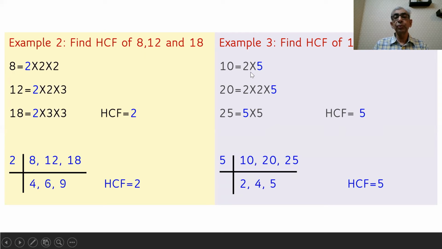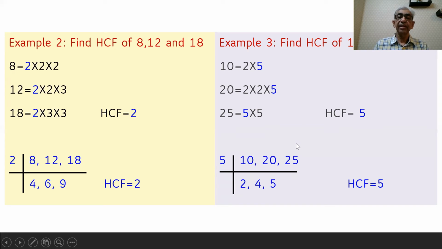Now I'll check 2. Yes, it is there in 10 and 20, but in 25, 2 is not there. So 2 is to be omitted. Now 5, yes, 5 is present in 20 also and in 25 also. So my HCF is 5.